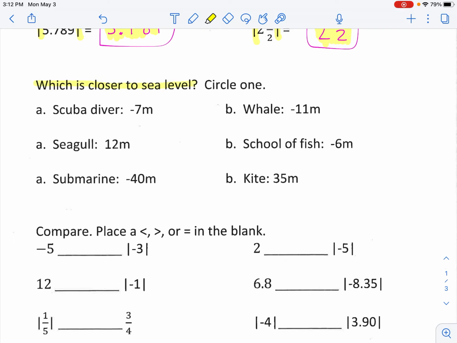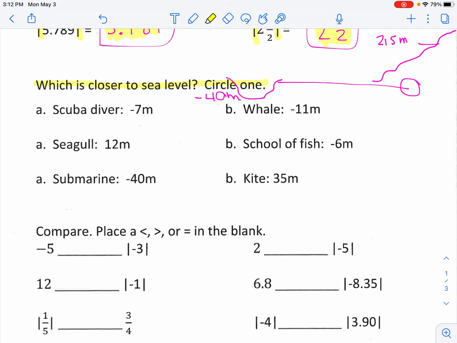Question, which is closer to sea level? Circle 1. So when we're talking about sea level, that is the point at which we start counting elevation, either above or below. So let's say we have a mountain over here off the coast, and then over here we have a valley. So this valley might be negative 40 meters or 40 meters below sea level. If I was at this point climbing up the mountain, I might be at 215 meters above sea level.